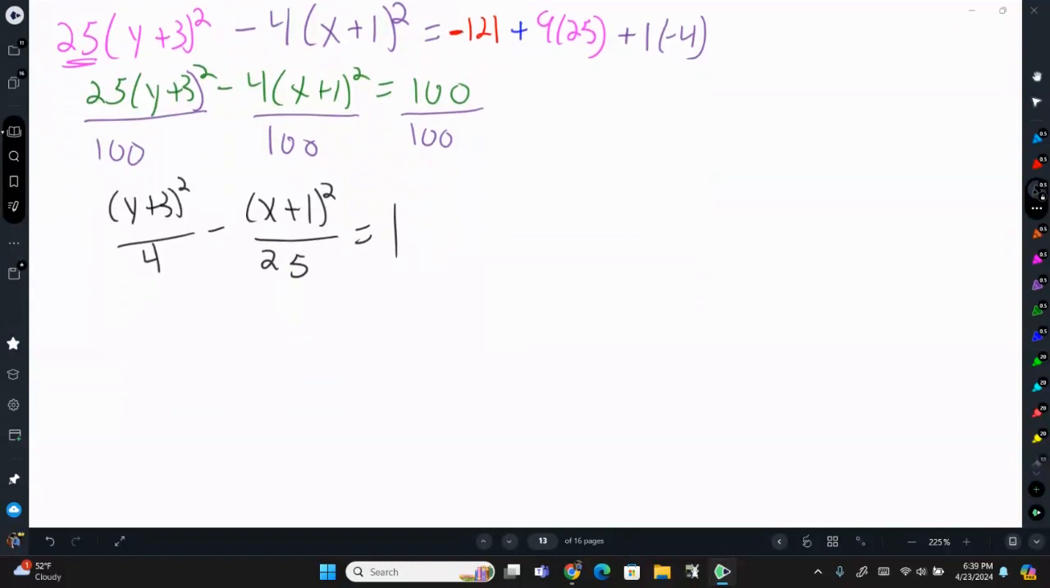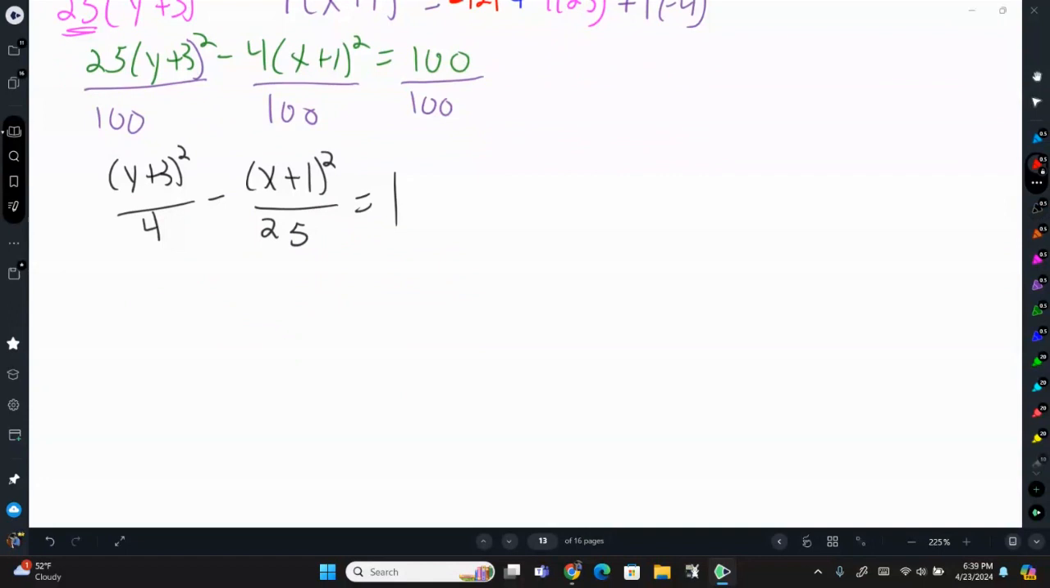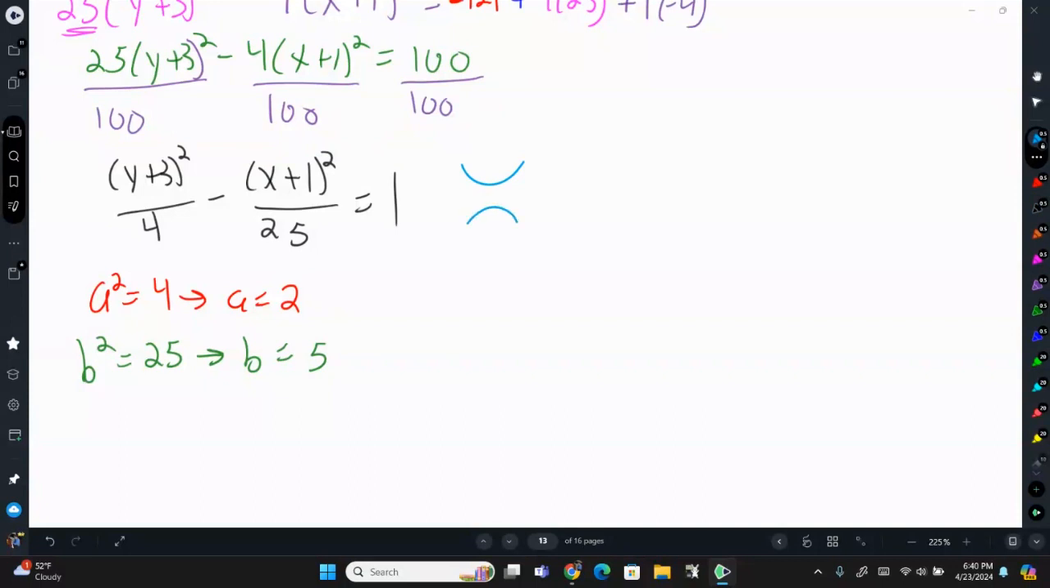All right, so now we have it in our standard form. Our a value, or a squared, is 4, which means a is equal to 2. B squared is equal to 25, so b is equal to 5. And again, just because the number is bigger, that doesn't make it the a value. Whichever one is positive tells you the a value. And because y is positive, this is a vertical hyperbola, so it's going to look like this.